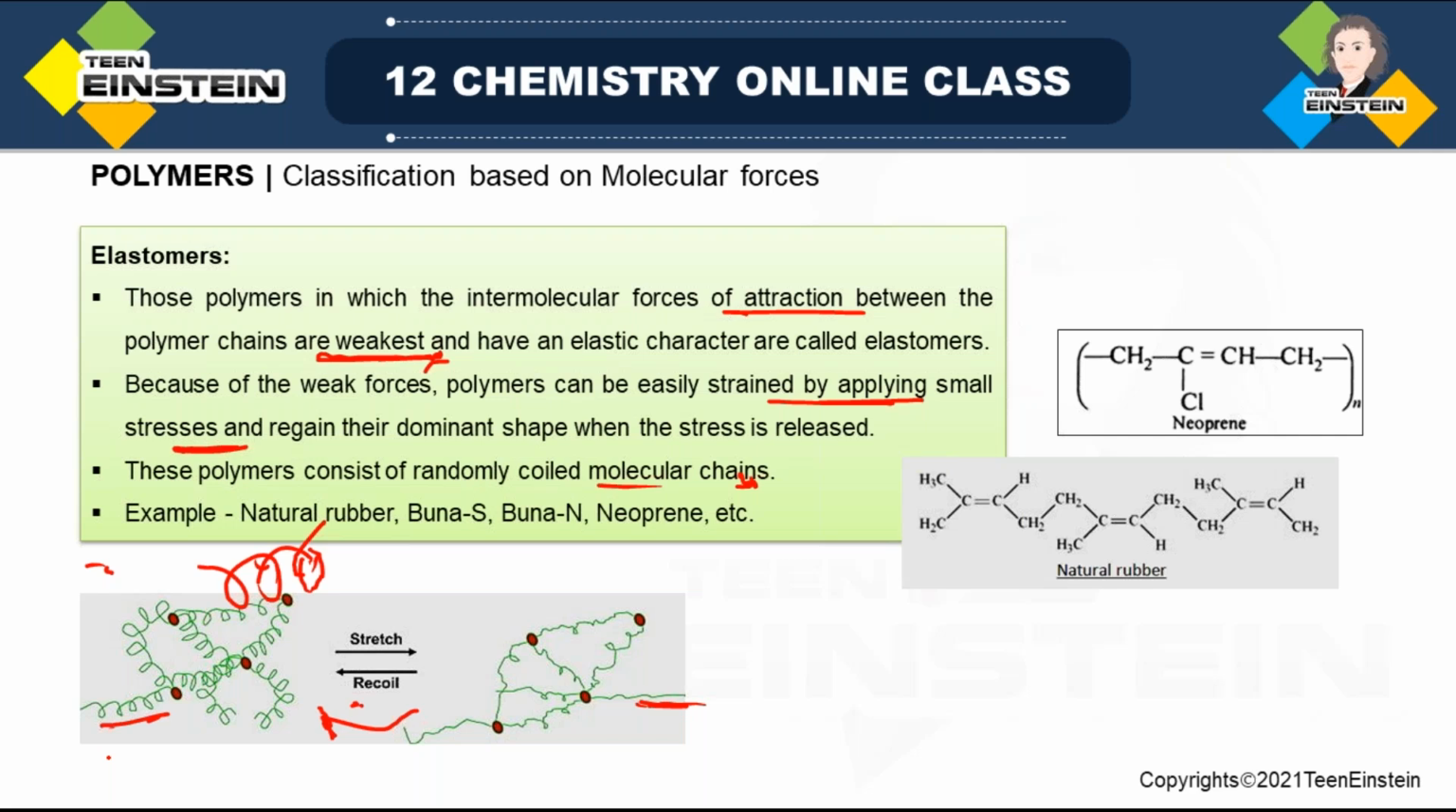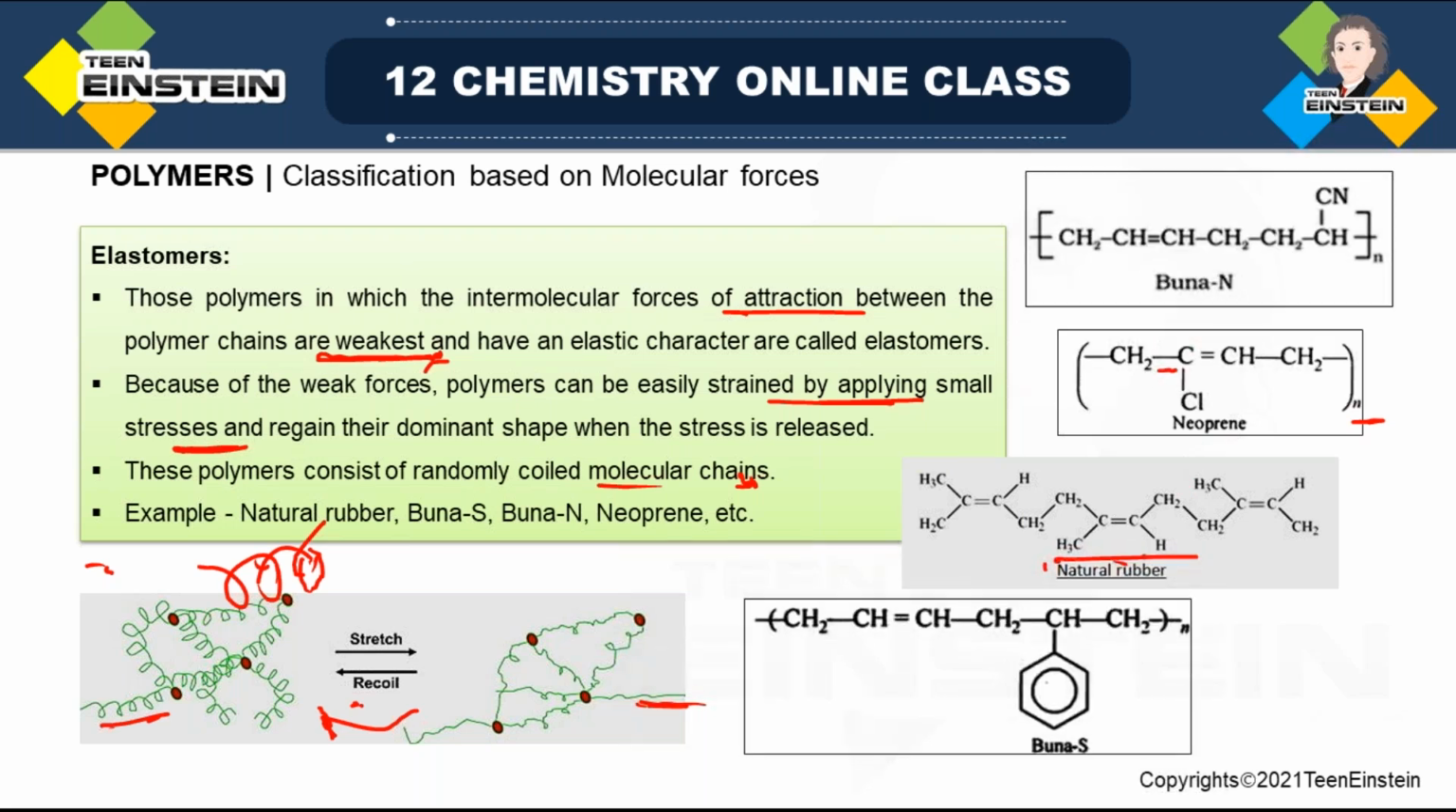Here we have some pictures. Natural rubber, and here you can see the repeating unit. This part is the repeating unit. Then neoprene. So the repeating unit is already written within bracket n. So 4 carbon, C=C double bond, and on this carbon there is chlorine. So this is called neoprene. Example of elastomer. Then Buna N, and the repeating unit within third bracket is shown, and Buna S. So these are the structures of these 4 examples that are mentioned here.